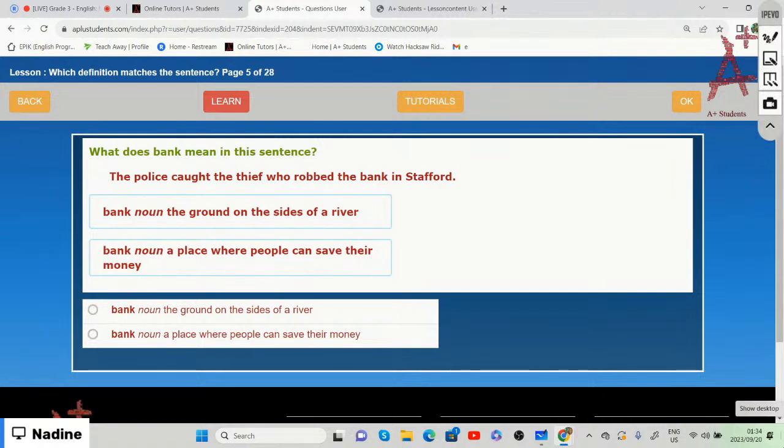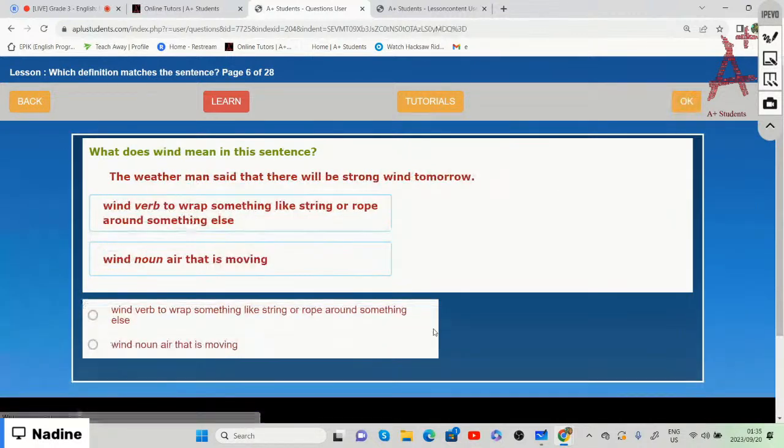So, if we look at the meanings, which meaning will tell us what bank means? Is it bank, a noun, the ground on the side of a river, or a place where people can save their money? All right, so if we choose the correct word, then we will say it is a place where people can save their money. All right, because that is bank.